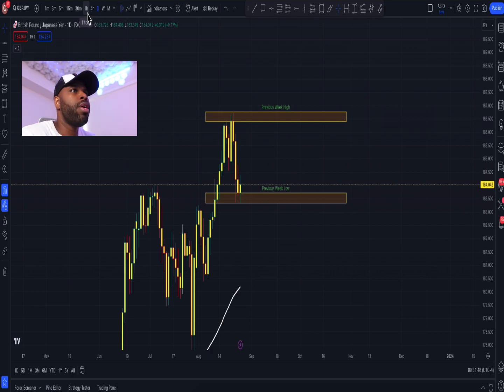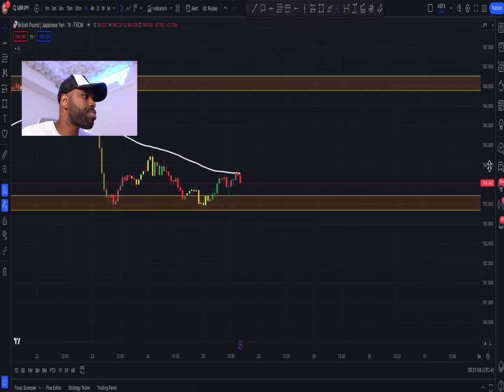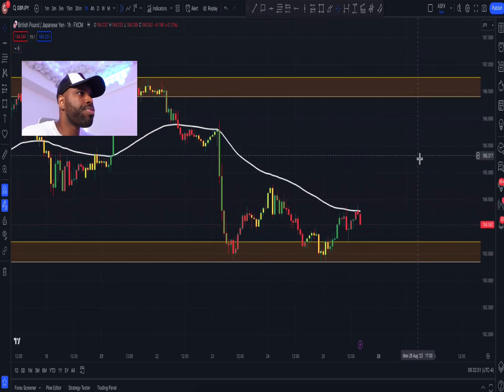But usually I trade based off of the rejection off of the 1 hour zones. So I'm gonna go ahead and go to the 1 hour, and on the 1 hour, it all depends on what session you're trading. Are you trading the London session? Are you trading the Asian session? Are you trading the New York session?